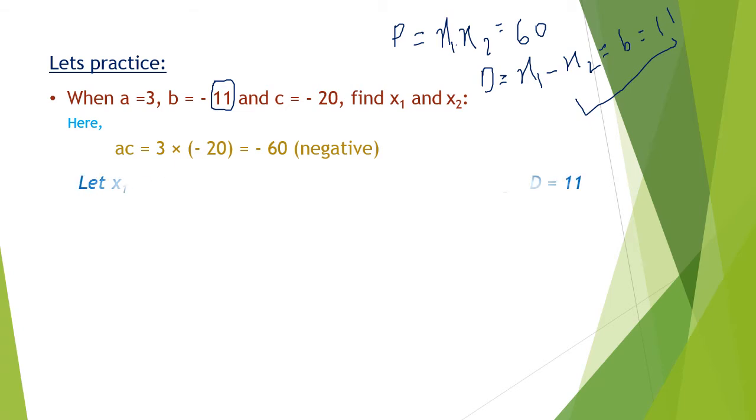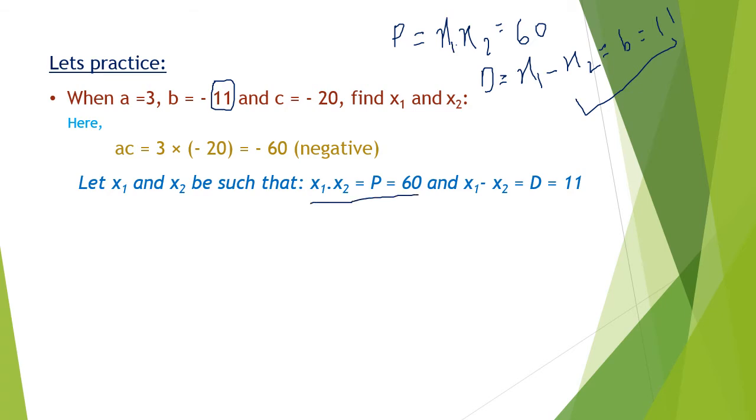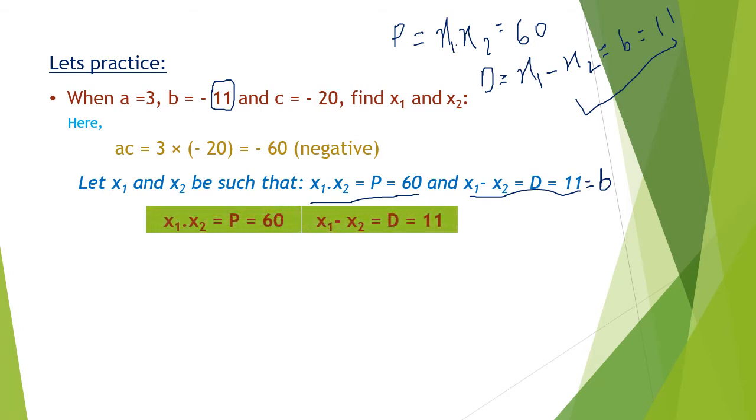Now let's find two numbers, x1 and x2, such that the product is p equal to 60, which we have already written, and the difference is equal to 11. From where did this 11 come? It's the value of b, and we always take positive. Now x1 dot x2 is equal to p. There are two columns, product and difference, and we have to find two numbers. Their product will be 60 and their difference will be 11. Let's see which are the two numbers.